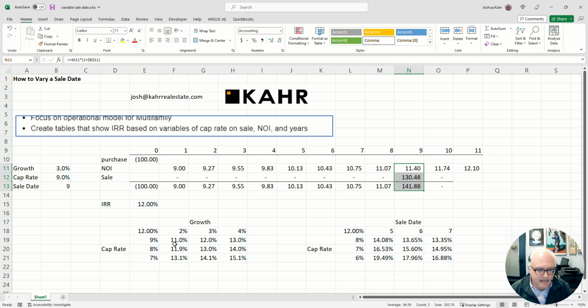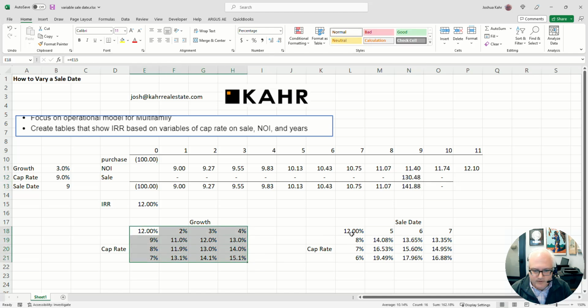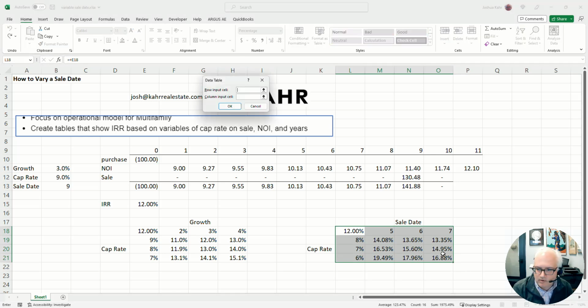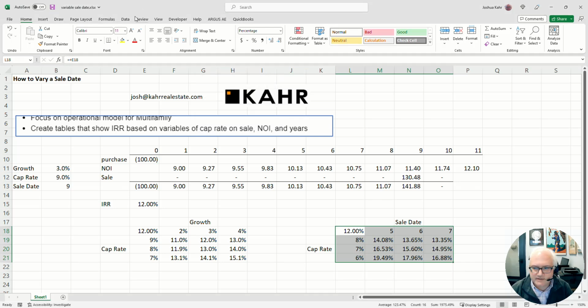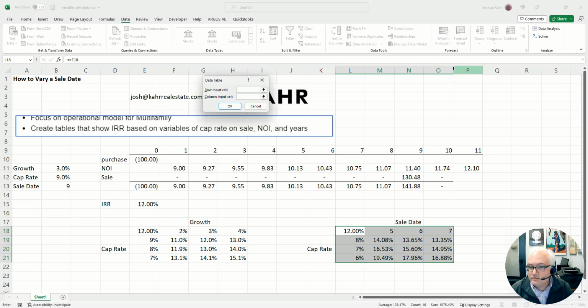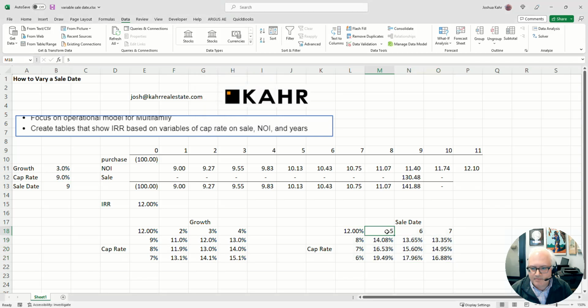And then building a data table is, well, building a data table. So for example, in this data table, I could do that either by Alt DT, which is the old way of doing it, or data, what if, data table. The row, that's the number of years, that's equal to B13. The column, that's the cap rate, that's equal to B12. Press OK, and it populates. And what you can see here is as you vary the sale date and as you vary the cap rate, you get different rates of return, right?